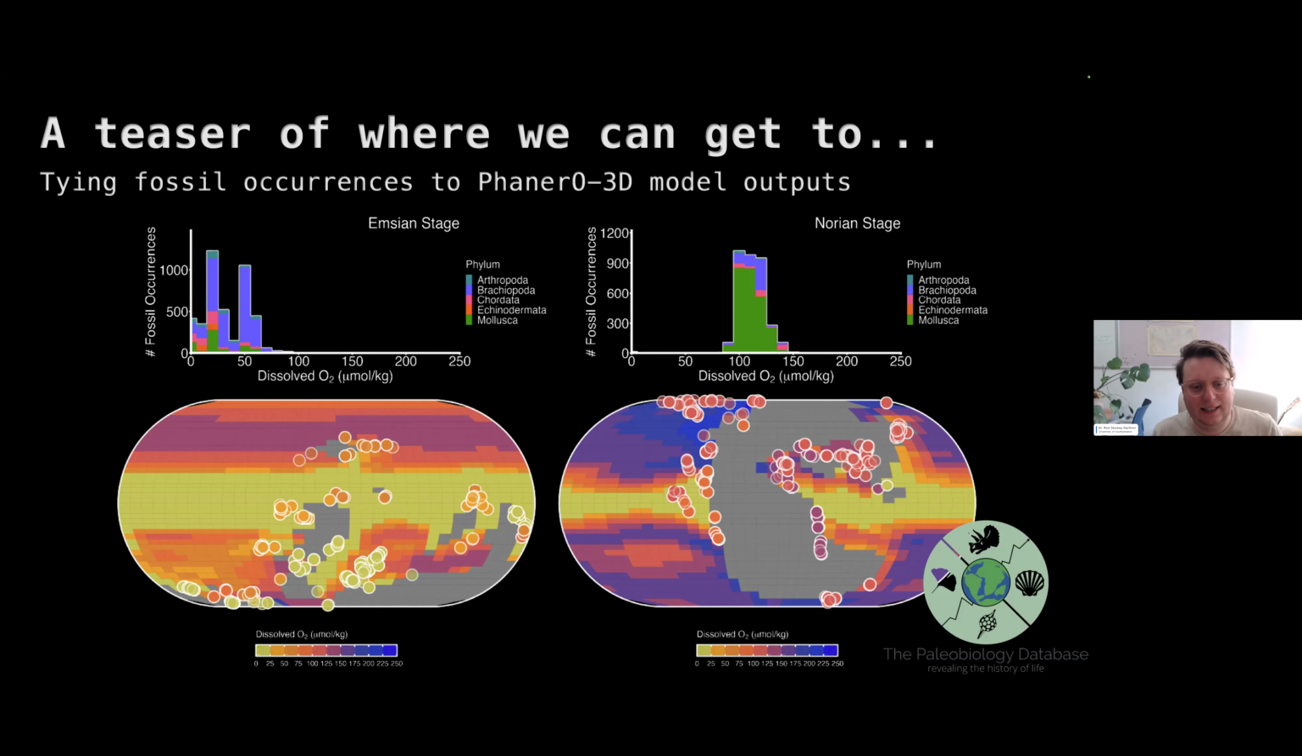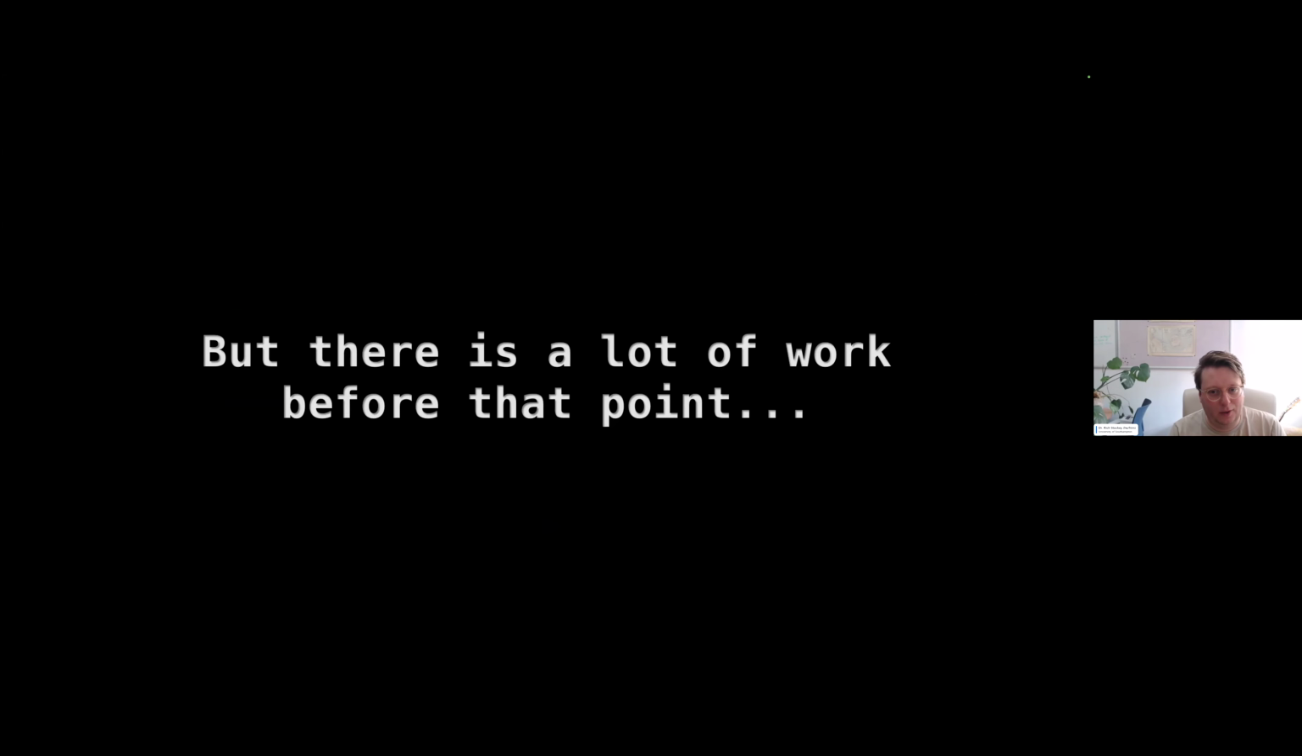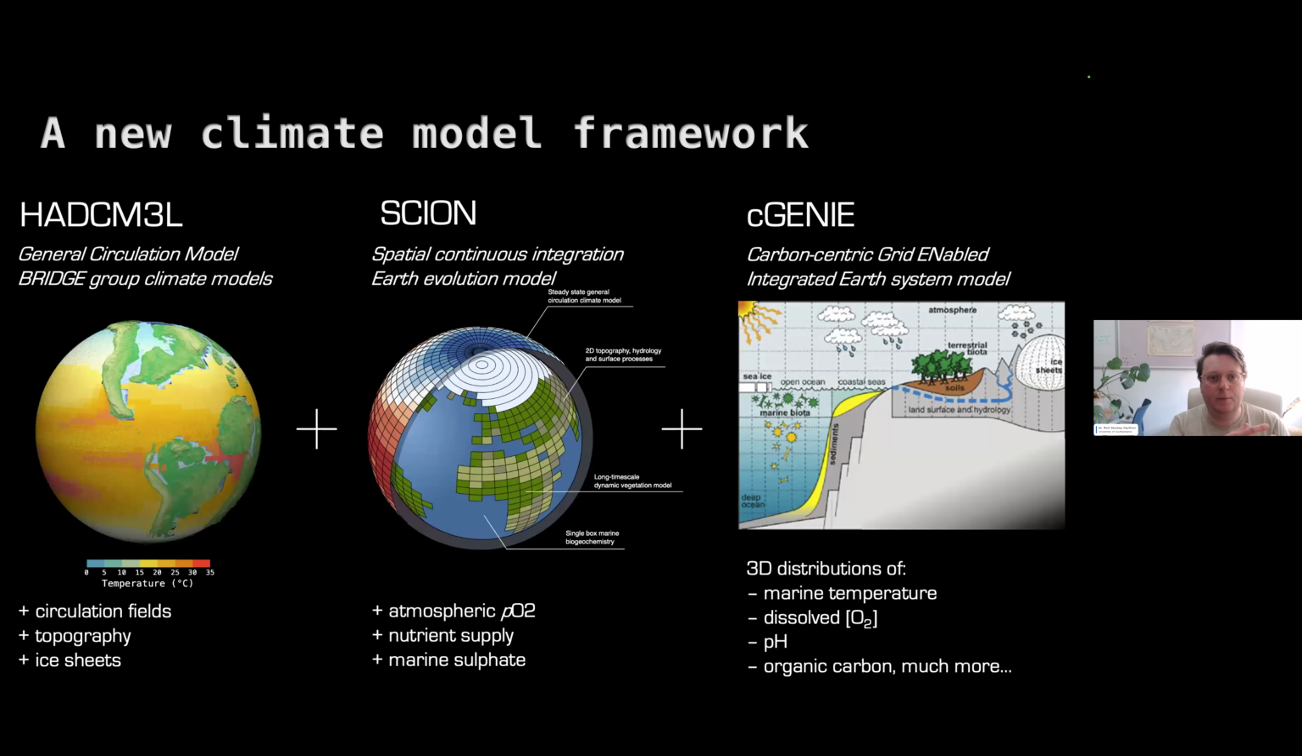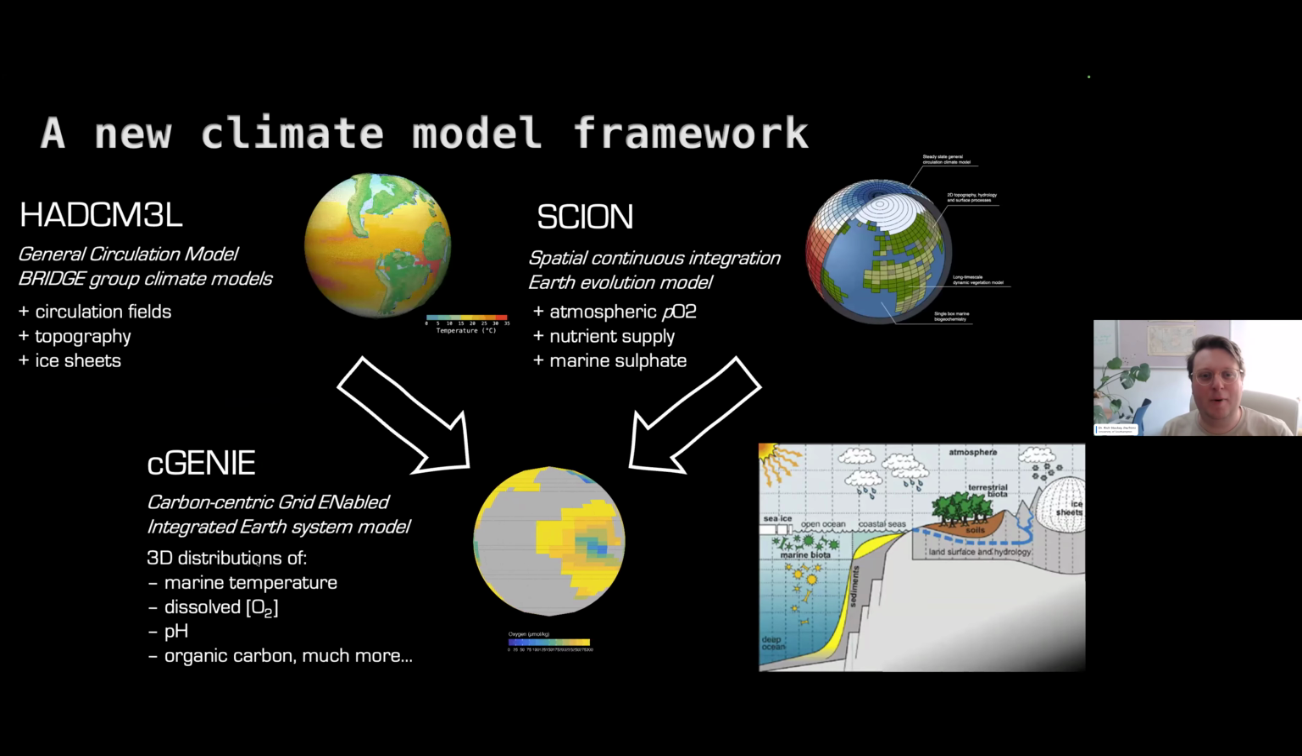I wanted to dig a little bit more into the software and the day-to-day logistics of doing this kind of research, because I think that's the really cool thing, or one of the many cool things about this seminar series. So, as I say, there is a lot of work before that point. In terms of this new model framework, I laid it out like this, as really being the coupling of these three models, HADCM3, Scion, and CGenie. As I was explaining that, you might have caught on to the fact that what I'm really doing here is taking simulated outputs from HADCM3, from the Scion model, and feeding them into the CGenie Earth system model.